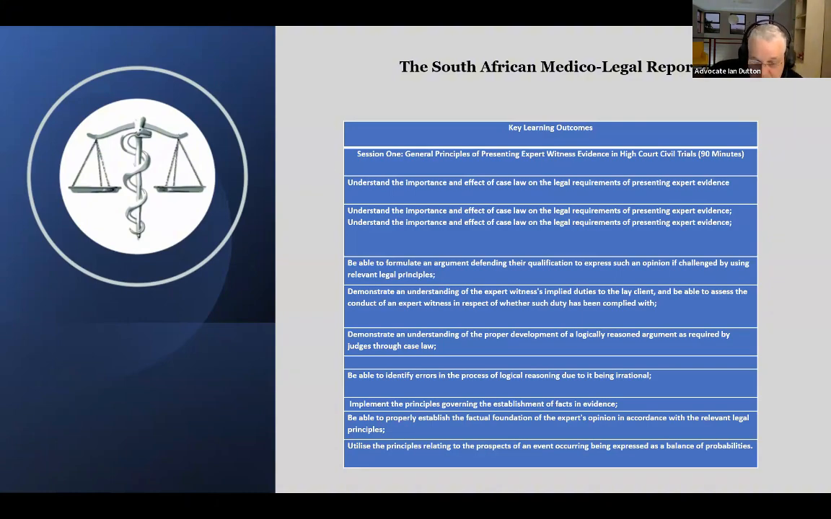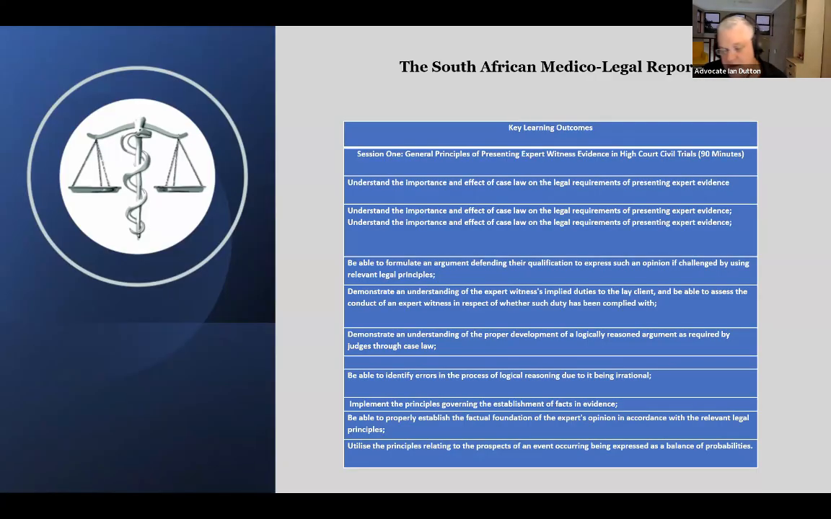Then you will be able to properly establish the factual foundation of the expert's opinion in accordance with the relevant legal principles. So that flows from the previous point. You will then learn how to actually manage those facts, how to marshal those facts, and how to implement those facts. Very, very important.